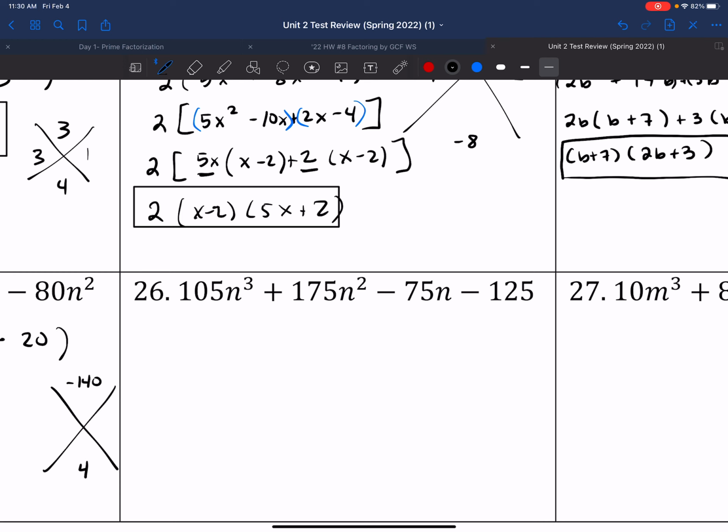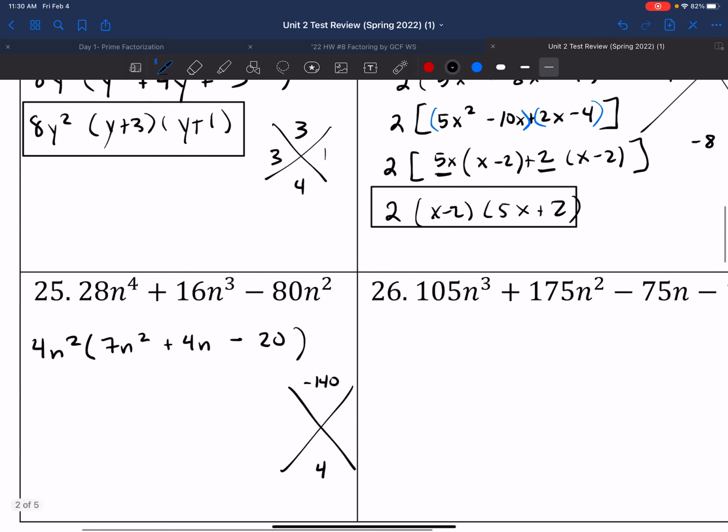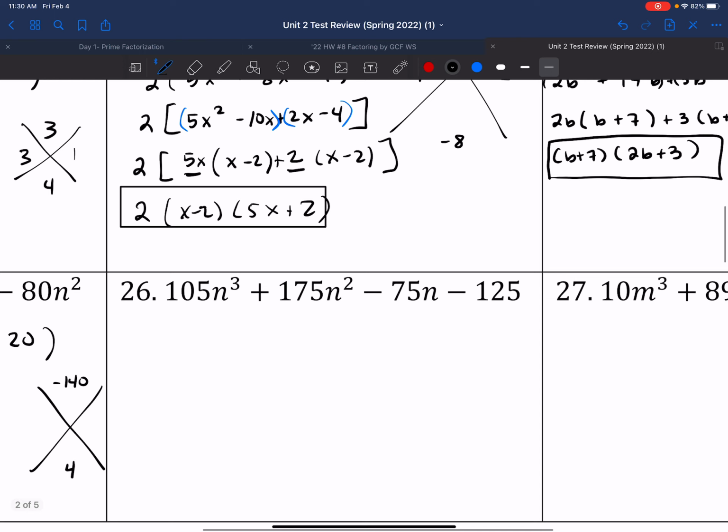Let's see. I have 4 terms here. Did I have 4 terms? No, I have 3 terms. Okay, so I have 4 terms here, so I can go ahead and use the grouping method. And I'm thinking, okay, well, it looks like 15 goes into 105. Does it go into 175? It does not.